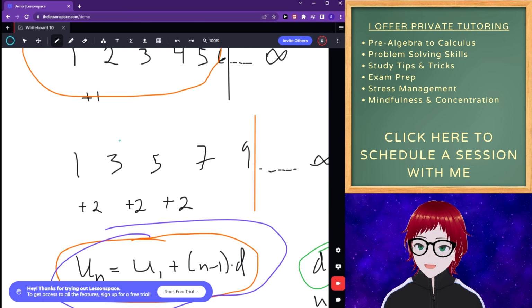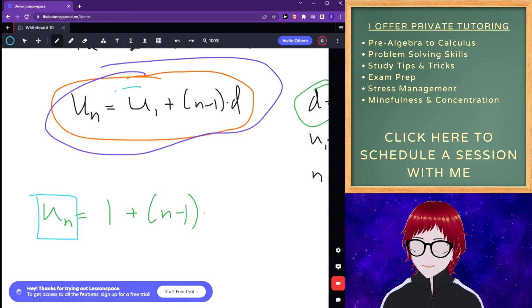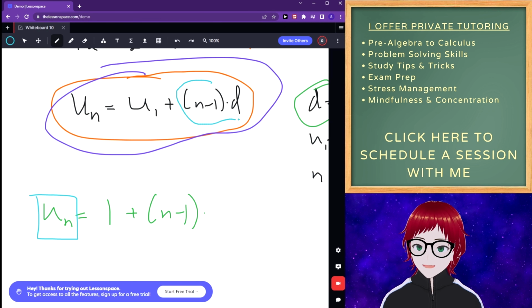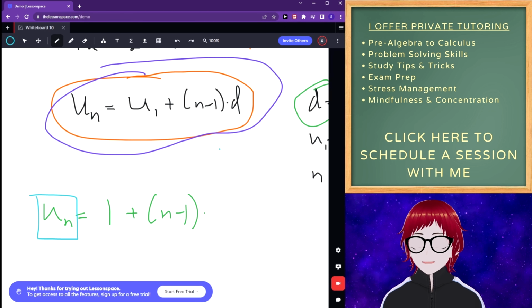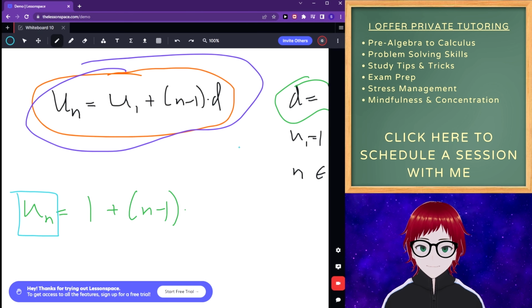Okay, so here we have 1, 2, 3, 4, 5, 6. And we said, therefore, u1 is equal to 1. So this u1 will always represent the first term in the sequence. Here it is, u1. And then what is this n minus 1 times d business? What does this mean here? Well, all this really means is that you have a common difference d. And what is the common difference in the context of an arithmetic sequence?